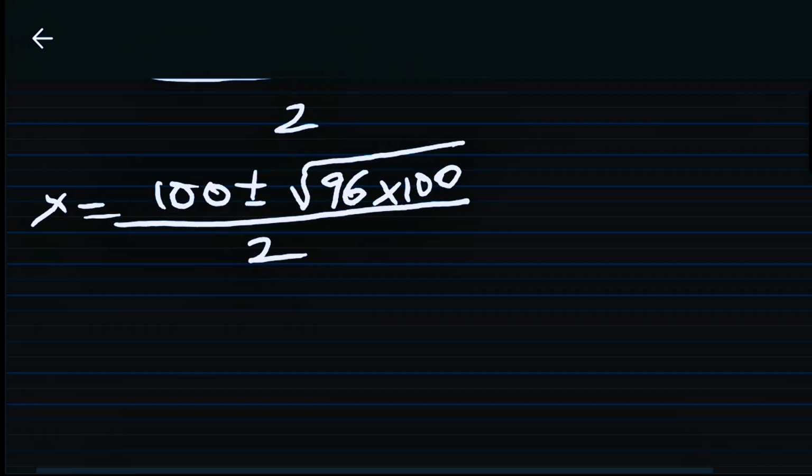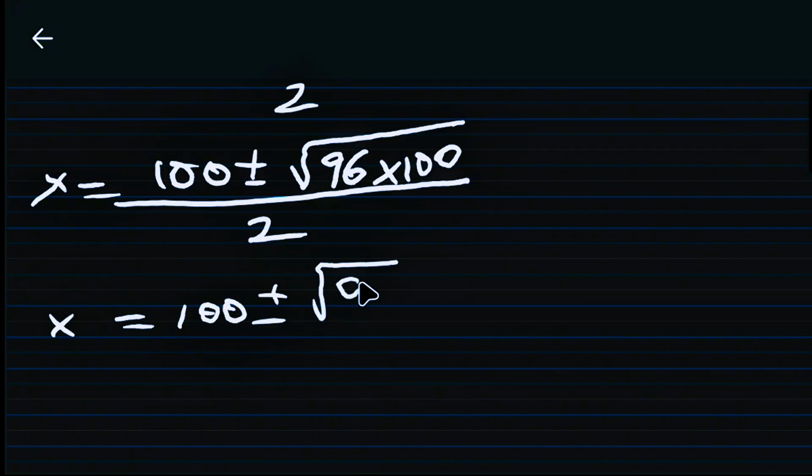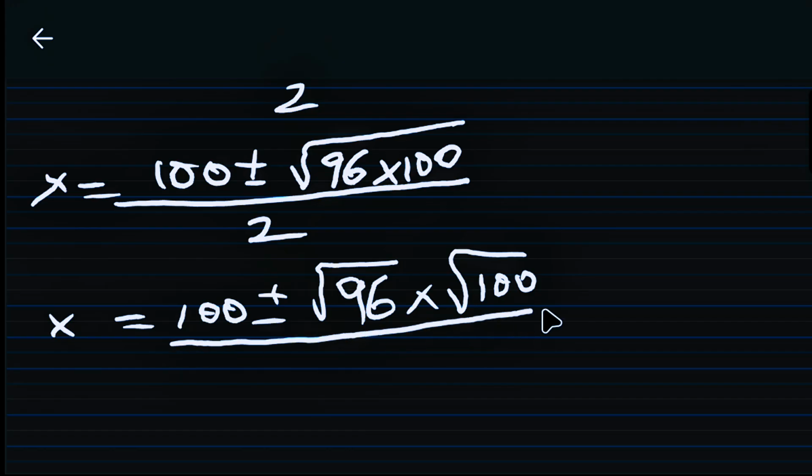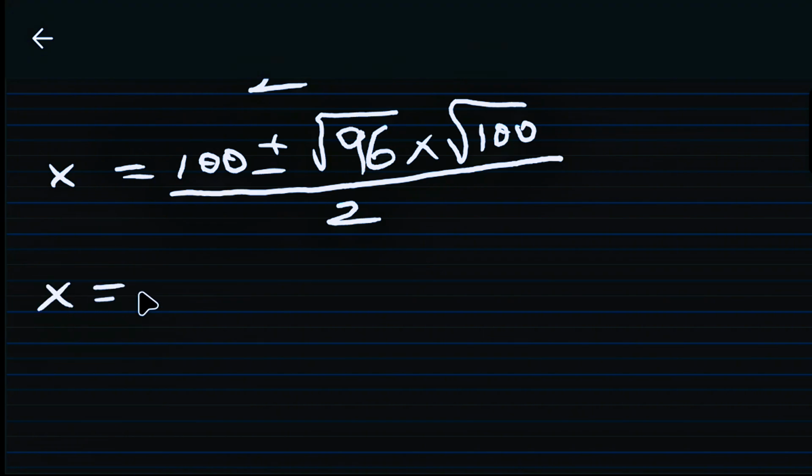Now from here we are going to separate this square root of 96 multiplied by 100 by applying a radical rule. So we are going to have x equal to 100 plus or minus square root of 96, then multiplied by square root of 100, then everything will be divided by 2. So next in our step, we are going to have x equal to 100 plus or minus. Now let's take this 96 in index form, or we are going to write down the factors of this 96. We are going to achieve that by writing 96 here.